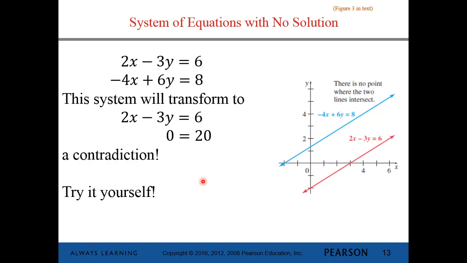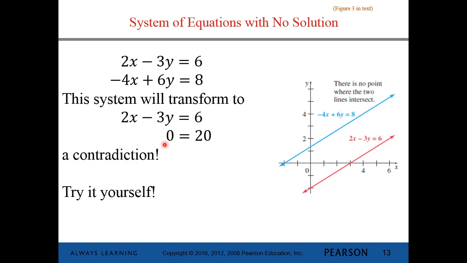Now, here's an example of where the system of equations would not have any solution. Again, I want you to try it yourself and prove that. So here's the system of equations, and when you do those transformations, those row operations, you will end up getting something that looks like this. Now notice that this is a false statement. This is a contradiction. 0 can never be equal to 20.